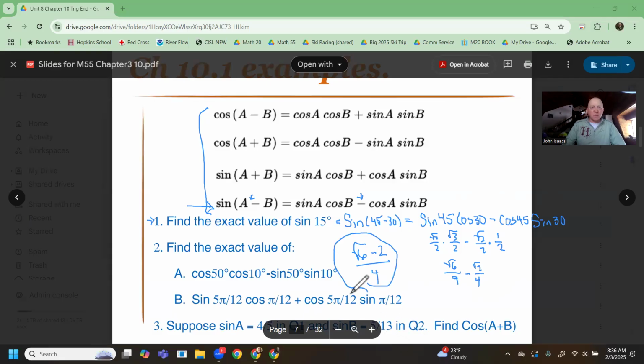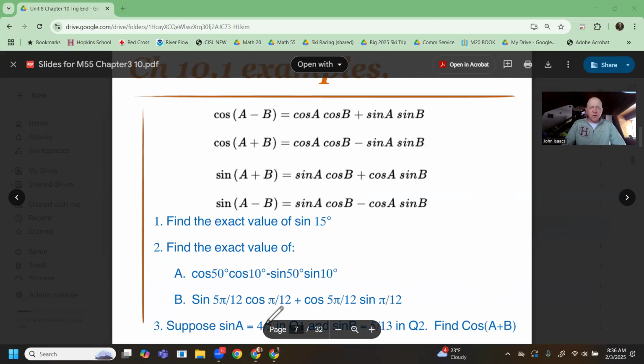I'm going to erase the screen and go to the second one. Erase the screen. Clear all drawings. There we go. All right, so find the exact value of cosine 50 cosine 10 minus sine 50 sine 10. So this kind of looks like the same structure as this one, where A is 50 and B is 10 and A is 50 again and B is 10. So I'm going to use this backwards.